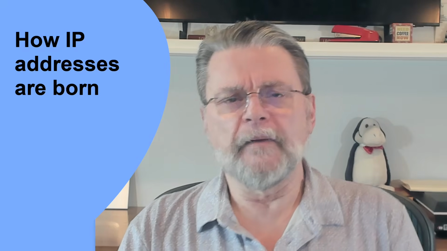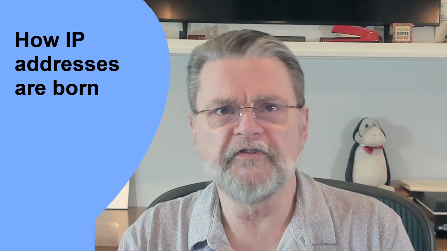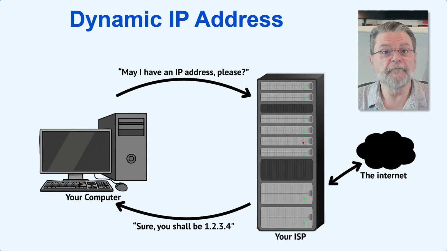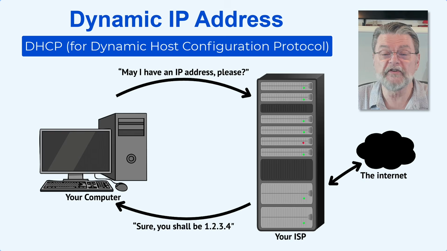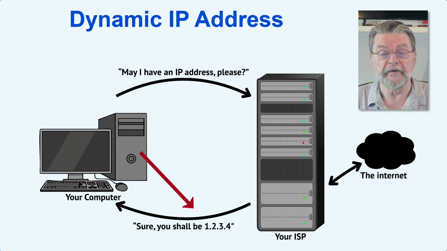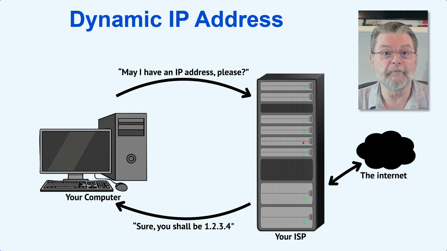Well, we need to back up and take a look at exactly how IP addresses are assigned. In most cases, Internet IP addresses are assigned dynamically. In this example, your computer is using a protocol called DHCP, for Dynamic Host Configuration Protocol, to connect to its ISP or network provider. It asks for an IP address, and the ISP assigns one. From here, that IP address identifies that computer on the internet. The IP address may change each time the computer connects. It may be given a different IP address. That's why it's called a dynamic IP address.